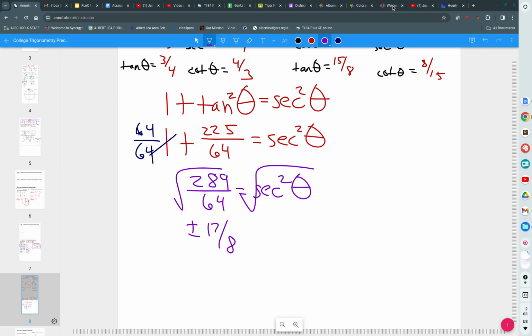Sweet! Right now, work with the person next to you. See if you can figure out which quadrant you are in: 1, 2, 3, or 4. Try to figure out the quadrant. That's worth 2 points on this problem on the test, is figure out the quadrant.